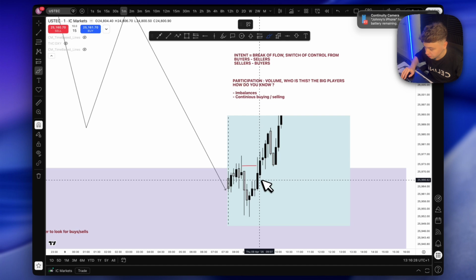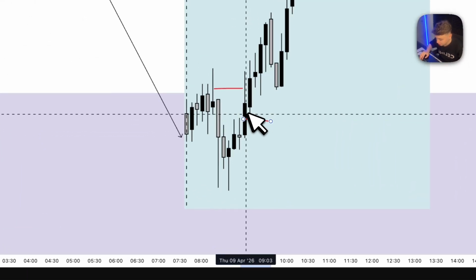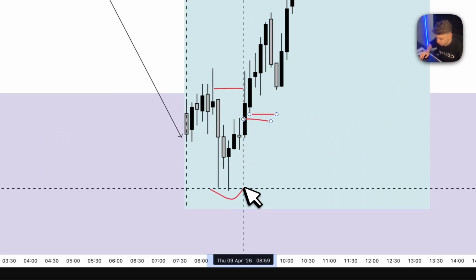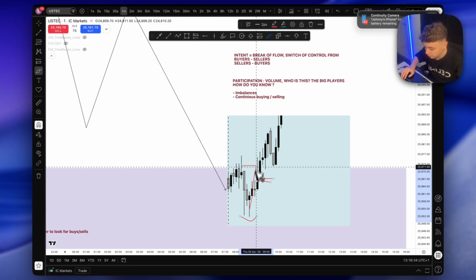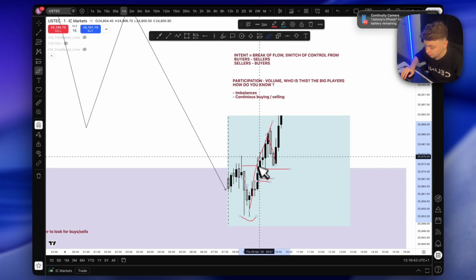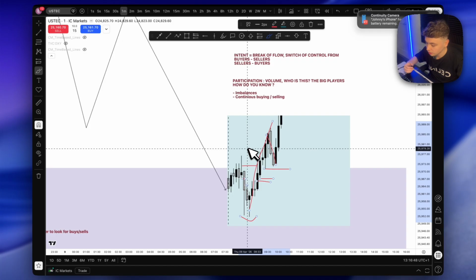So you have imbalances. As you can see here, there's a clear imbalance from within this mitigation, and there's continuous buying with no pullbacks really. It cannot. So as you can see, imbalances here, but then immediately switches. So you can constitute this on a lower time frame to be the big three.